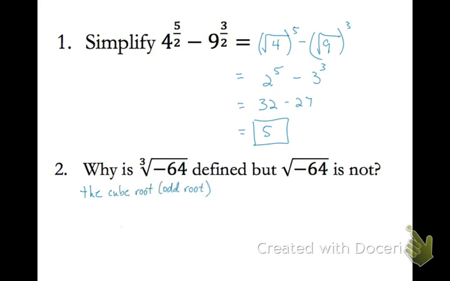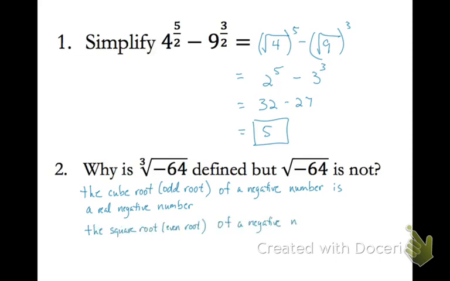The cube root, or any odd root, of a negative number is a real negative number. For example, the cube root of negative 64: we can multiply negative 4 by itself 3 times and you will get negative 64. But the square root of negative 64 is not defined because it is not a real number. There's no real number that you can multiply times itself that will give you a negative number.